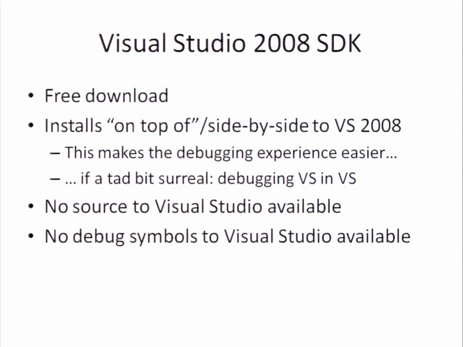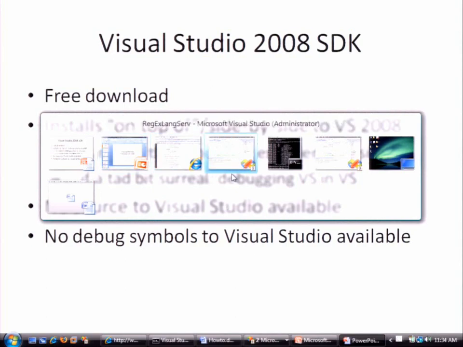The first thing you need, of course, is the Visual Studio SDK, a free download. It installs on top of, side by side with, your normal Visual Studio environment. It's important to realize that when you're developing extensions, you don't have to pollute the very Visual Studio that you are using. As a matter of fact, when you run your language extension, it gets a bit surreal. I'll show you what I mean here for just a second.